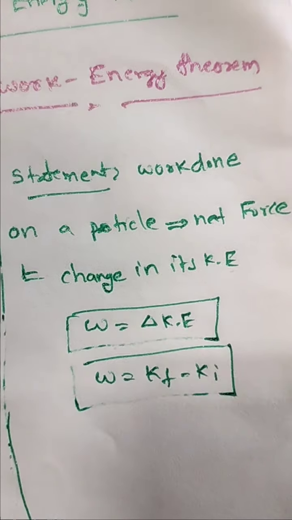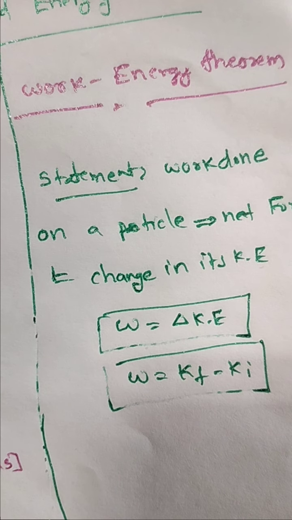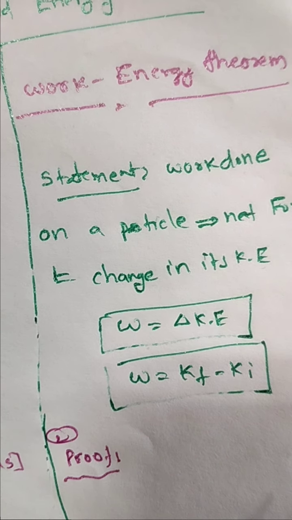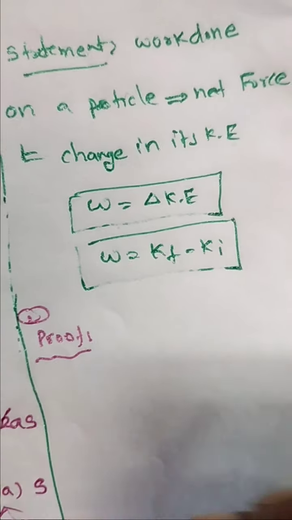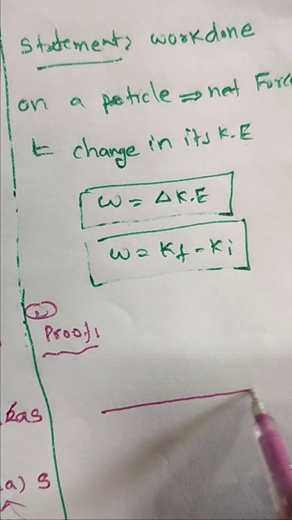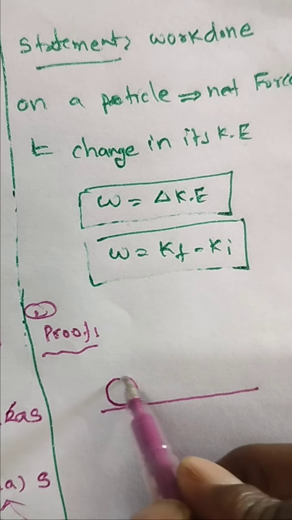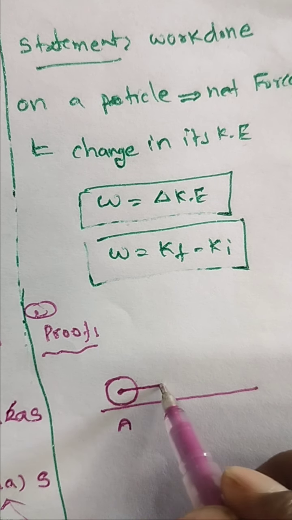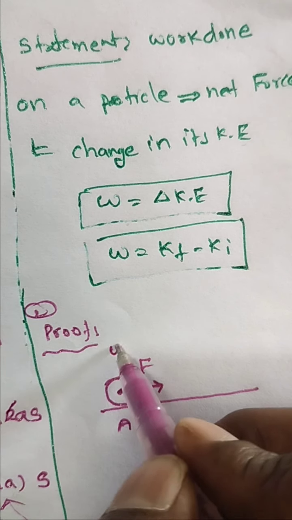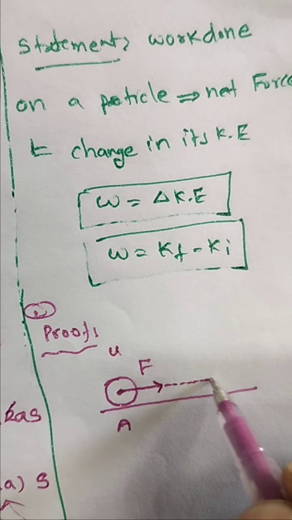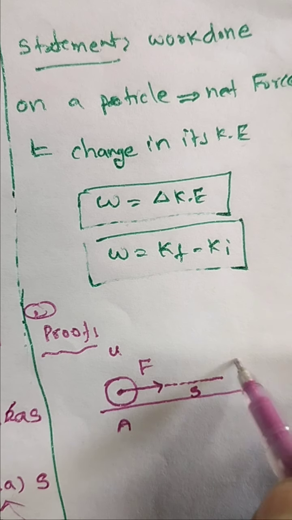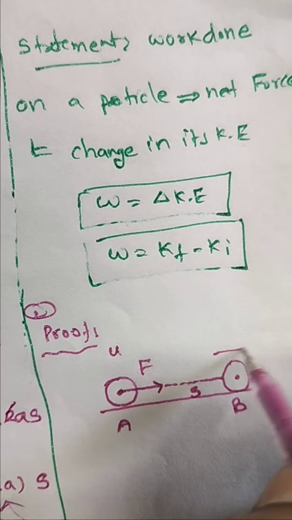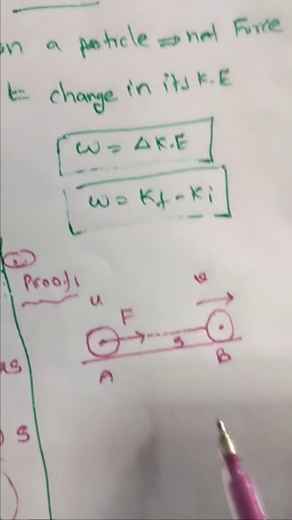So how to prove the equation generally? That was the first method in the previous case. This is a second method. Here it is very simple. I am taking one horizontal surface, and one object is there. At point capital A, initially, one force capital F is acting, with initial velocity u. So it is displaced, reaching point capital B. What is the final velocity? V. Here is the second proof.